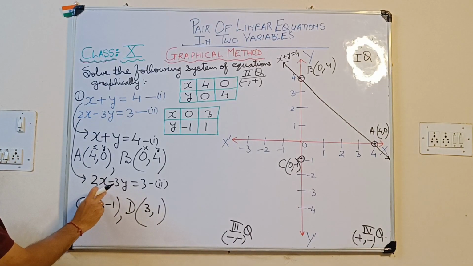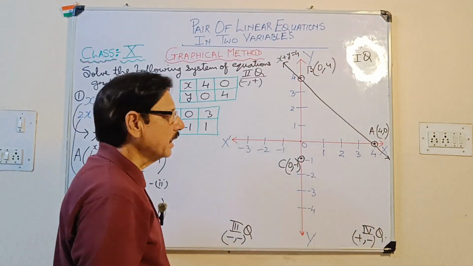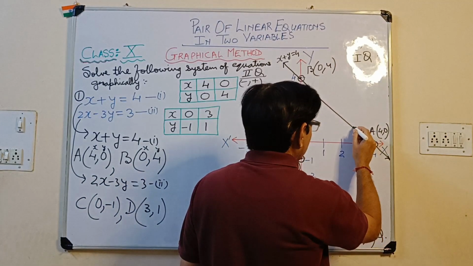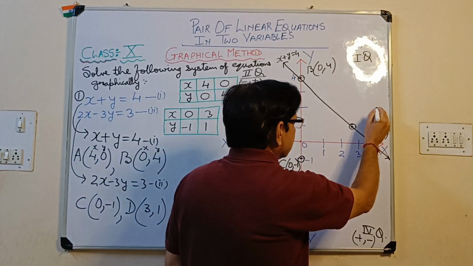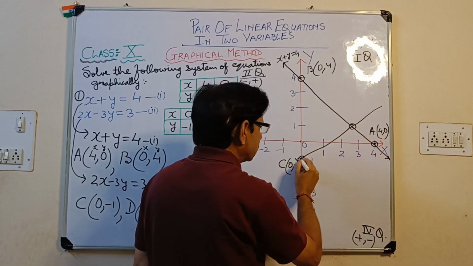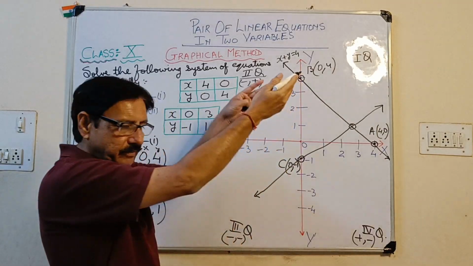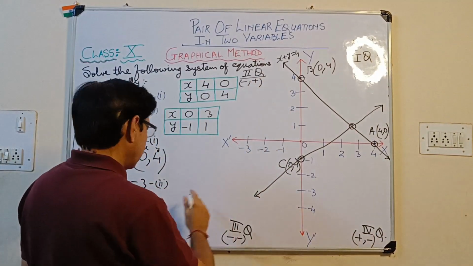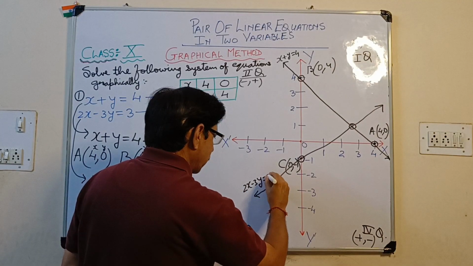So now the second one, the coordinate is 3 and 1. So this is 3 and this is 1. Right? So definitely the line you are getting passes through this point. Both lines will intersect on this point. We will join it using your scale. And here I can write the second equation. So this is for 2x minus 3y equals to 3.